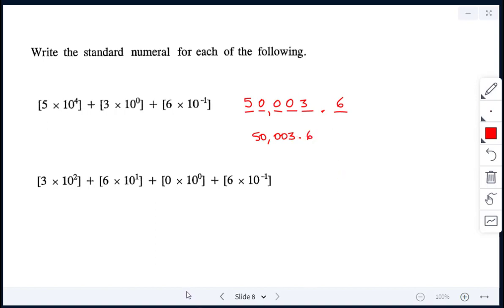All right, our next one, we have 3 in the hundreds position. So I'm just gonna put out our positions here like so. All right, so we have 3 in the hundreds position. We have 6 in the tens position, nothing or 0 in the ones position, and then we have 6 in the tenths position. All right, so 360.6.